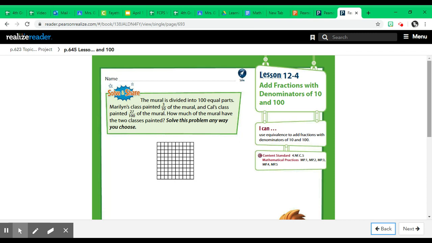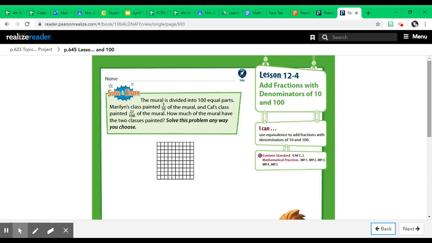All right, so you should be at 12-4, and it is adding fractions with denominators of 10 and 100. Now, this might seem like it's easy because you're going to say, well, we've already done adding fractions. I know how to do this. But today, we're going to be working on when they don't have the same denominator. So we're going to be mixing it up and trying something new.